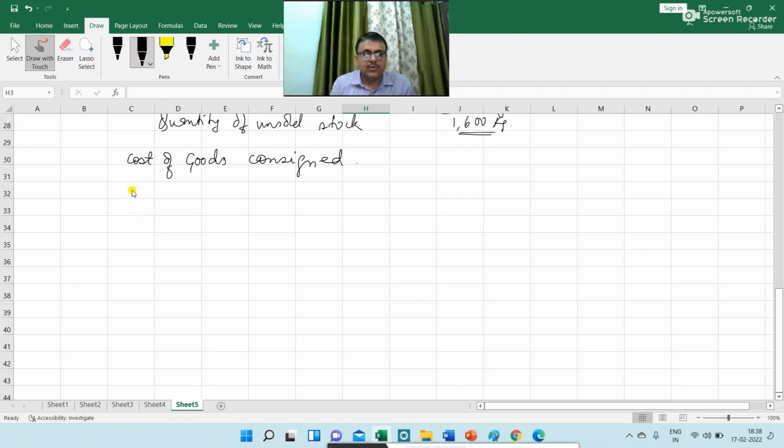So cost of goods consigned. First of all, this is the material cost. Material cost is rupees 2,40,000 that I have already calculated: 1,010 into 10 kg per tin into rupees 24. So this is 2,40,000.